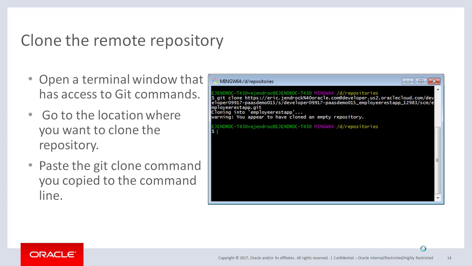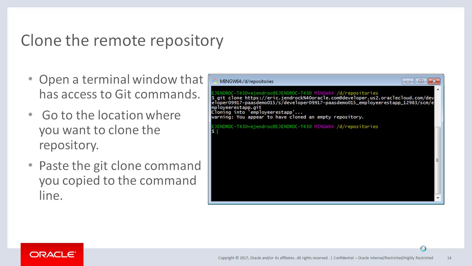Open a terminal window that has access to Git commands, like a git bash terminal window. Go to the folder where you want the repository to be cloned to. Create a new folder if you need to. Paste the command you copied into the terminal window. This shows the cloning operation has completed.